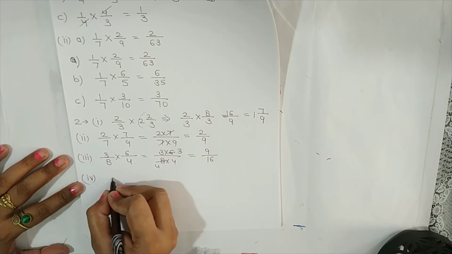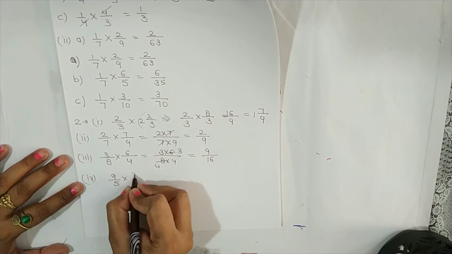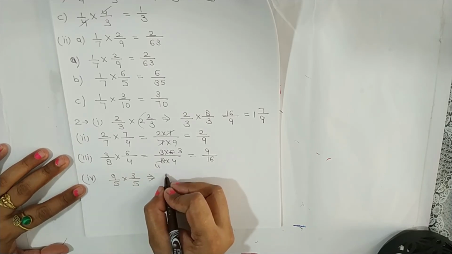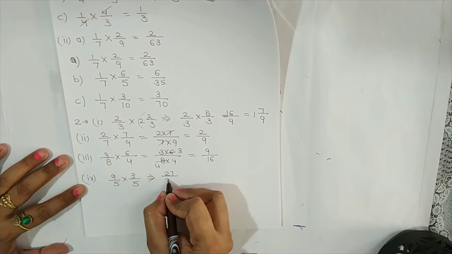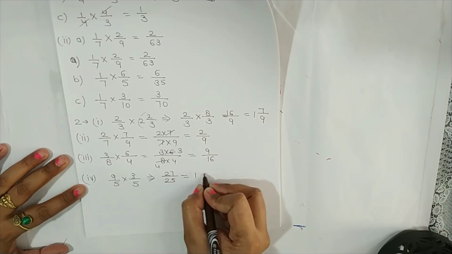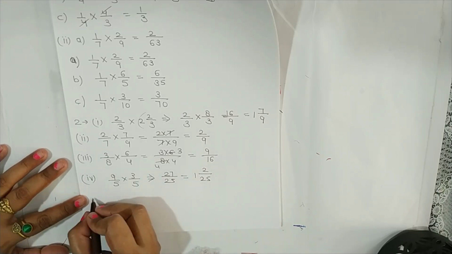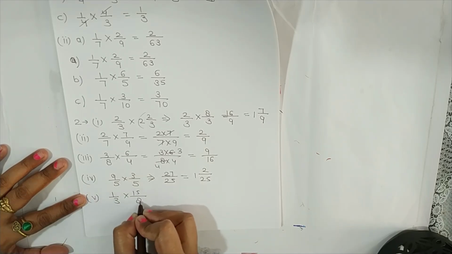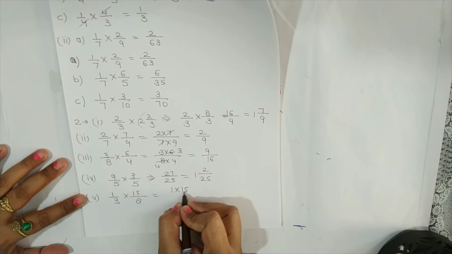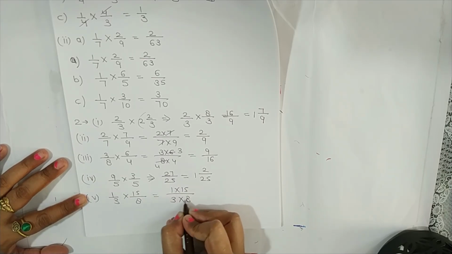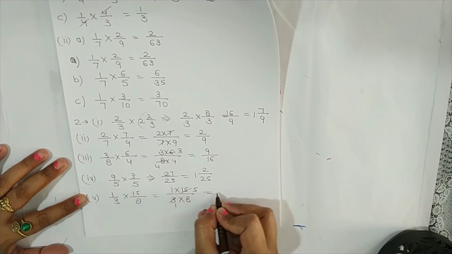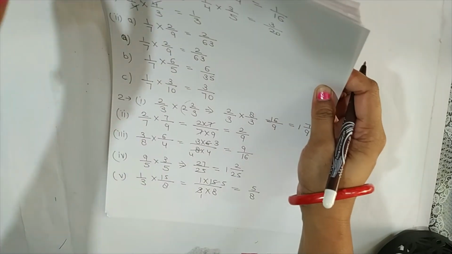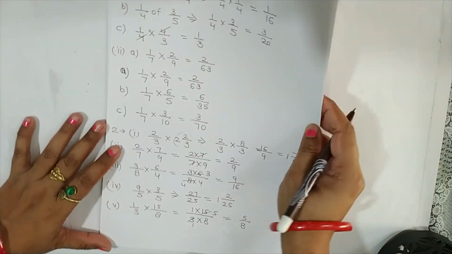Fourth one, 9 upon 5 into 3 upon 5. It can't be reduced, so we have to multiply. That is 27 upon 25. So it will be 1 2 upon 25. Fifth one, 1 upon 3 into 15 upon 8. It can be written as 1 into 15 upon 3 into 8. 3 1s are 3, 3 5s are 15. It will be 5 upon 8. This is a proper fraction, so we can't convert it into a mixed fraction.